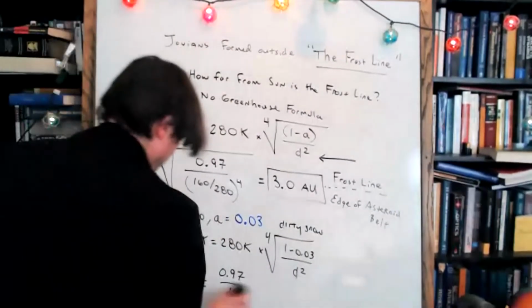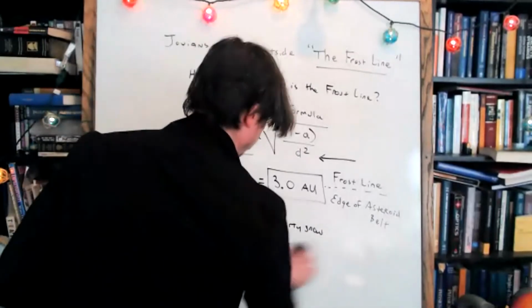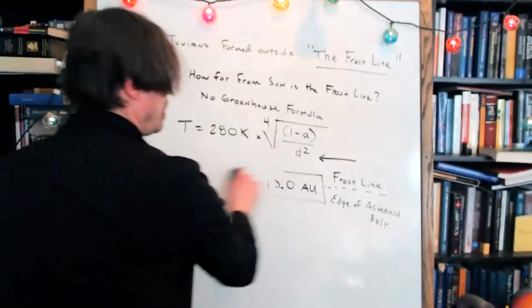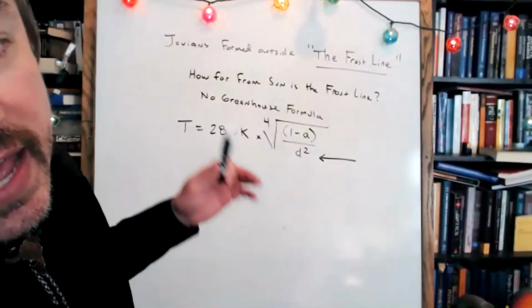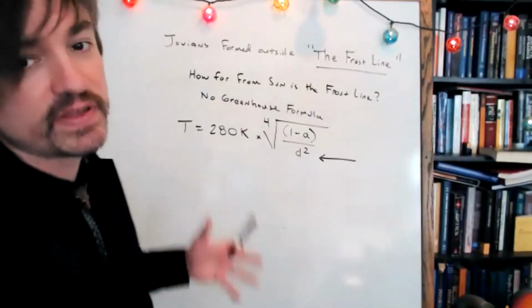Do they have to do with neon? Well, neon doesn't have a very high abundance in the protosolar nebula. They have to do with the hydrogen ices themselves.